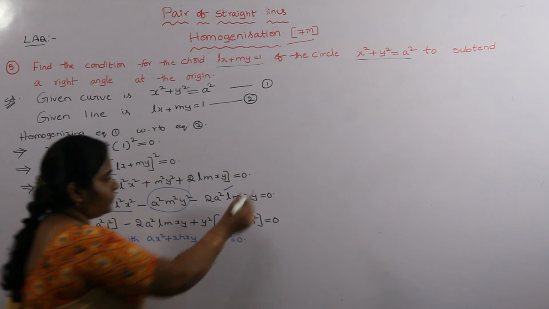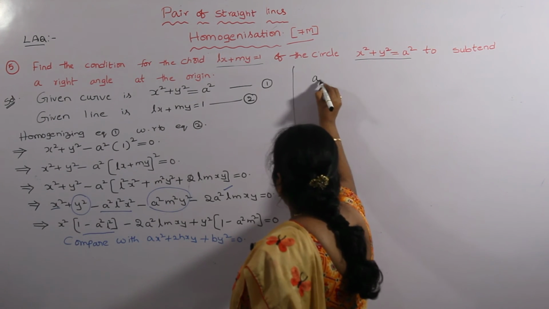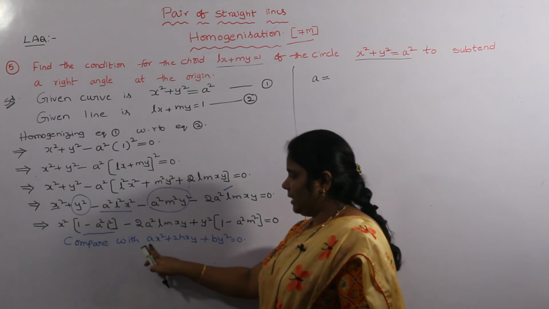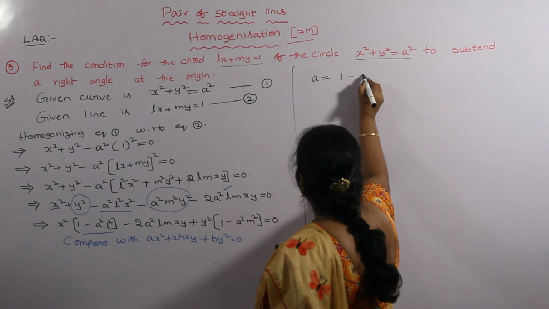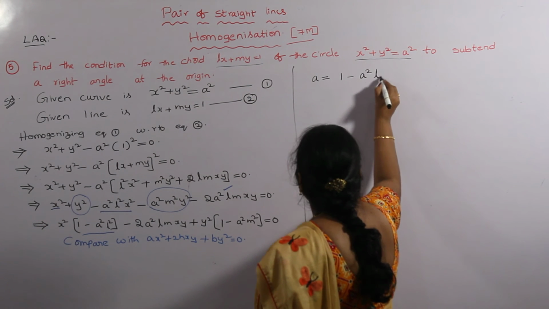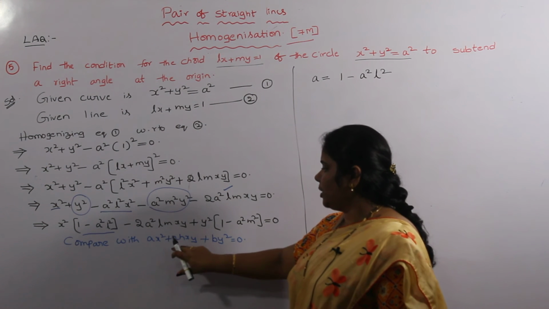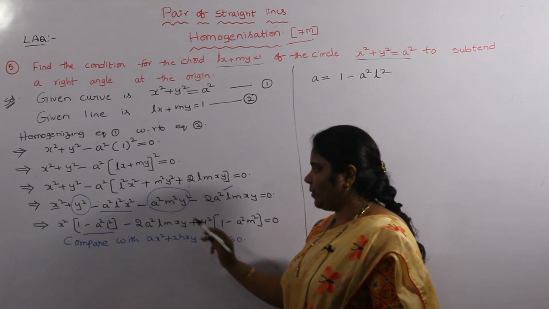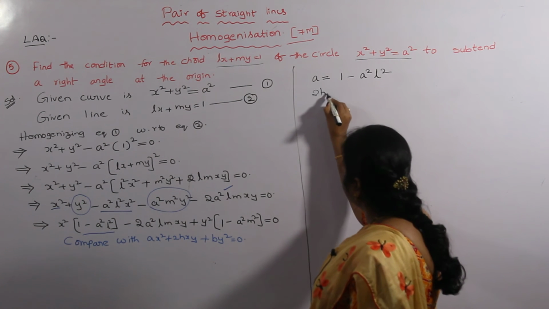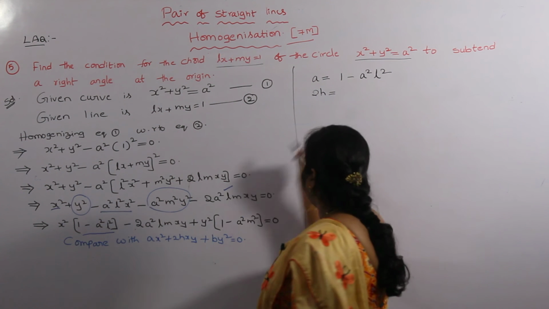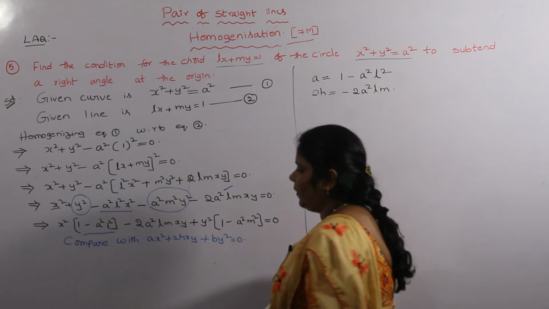So we take small a as the x square coefficient. Here the x square coefficient is 1 minus a square L square, so we take small a is equal to 1 minus a square L square. Next, the xy coefficient. Here the xy coefficient is 2h, the complete xy coefficient. So we take 2h is equal to minus 2a square Lm.